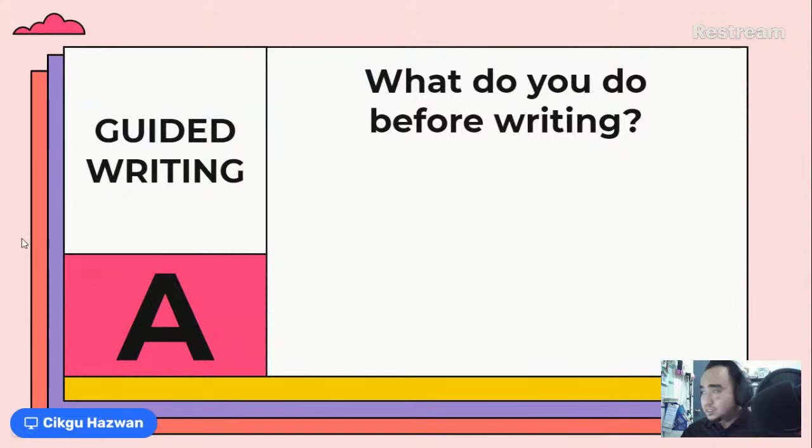So everyone, let's take a look at this. What do you do before writing? What do you do before writing? Type in a comment in the chat so that we can see what you have. What do you do before writing? Okay, so what do you do before writing?